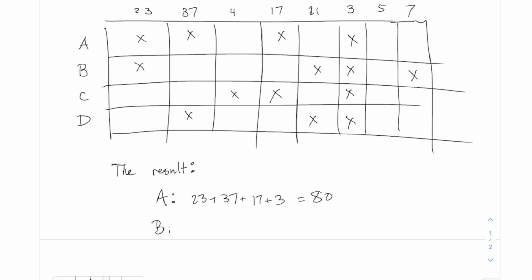B gets 23 from the first column. They get 21 from that column down there. I'm just looking at wherever the B is checked off. And then 3 and then 7, right? This is 54.